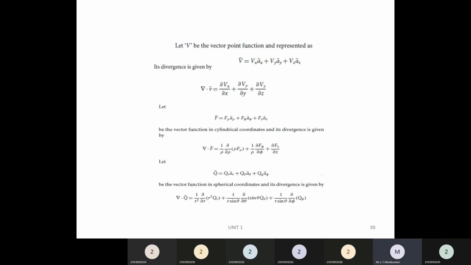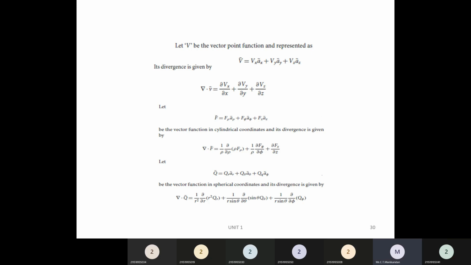Just look at the vectors. If the vectors are ax, ay, az, or i, j, k, it belongs to the Cartesian coordinate system. If the vectors are a rho, a phi, a z, then it belongs to the cylindrical coordinate system. If the vectors are ar, a theta and a phi, then it belongs to the spherical coordinate system. That is how we differentiate the three coordinate systems.